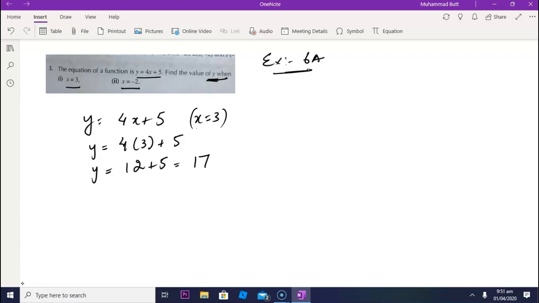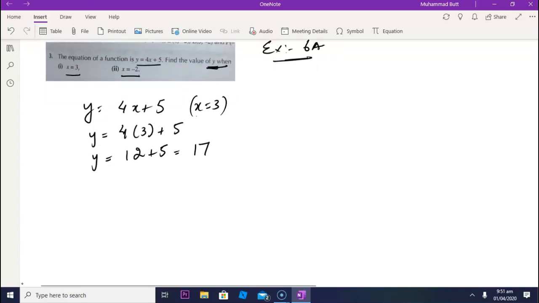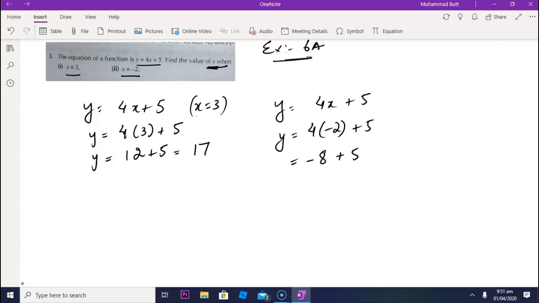And if x is minus 2, using the same equation, y is equal to 4x plus 5. The value of x is minus 2. Instead of x you can substitute minus 2: 4 times minus 2 plus 5. 4 2s are 8, minus 8 plus 5, and when minus 8 is being added to 5, you will get minus 3.